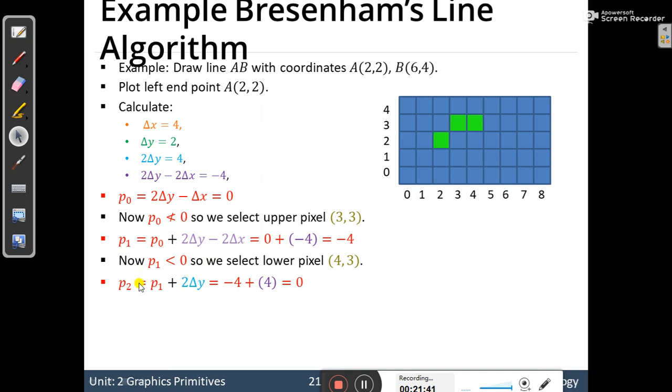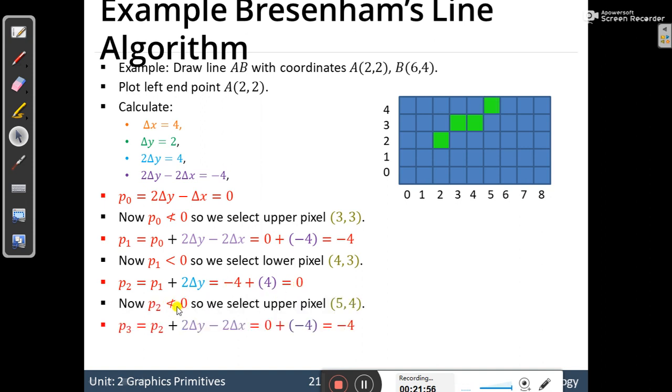Again we increment p2 as p1 plus twice del y, because p1 is less than 0, as per the condition given previously in the slide. So it becomes 0, which is not less than 0, so we take the diagonal point. Next we add this part and it becomes minus 4, then we take the next point. In that way we follow and go through it again and again with different types of examples, because it is very important to remember these parts of the equation while doing the calculation.